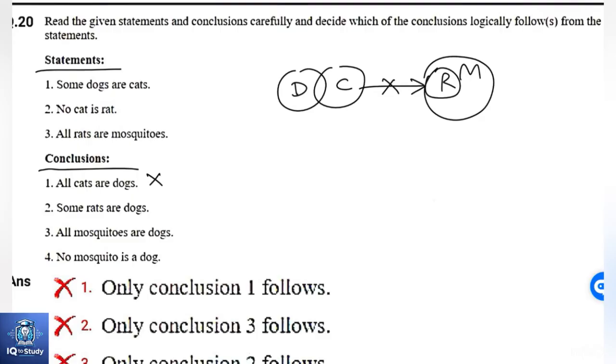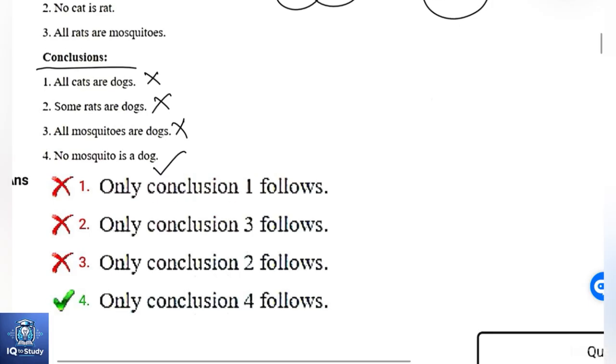It is wrong. Some rats are dogs. It is also wrong. All mosquitoes are dogs. It is also wrong. No mosquito is a dog. It is true. So, only conclusion 4 follows.